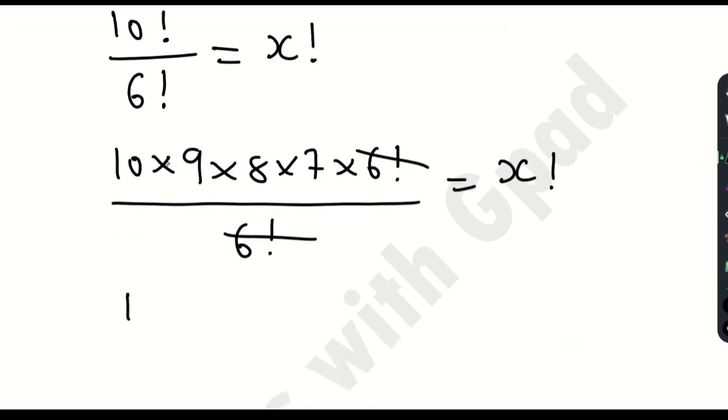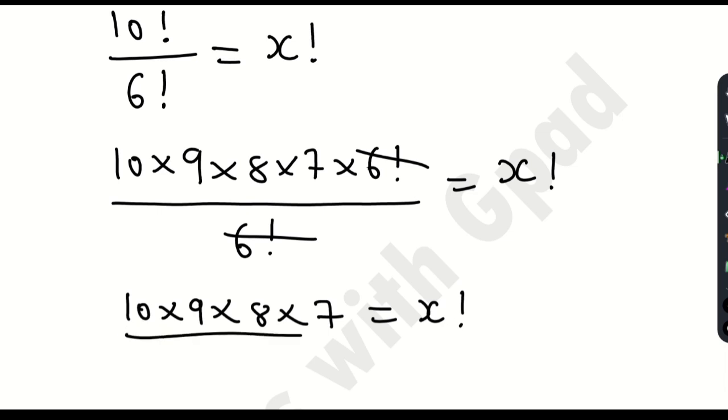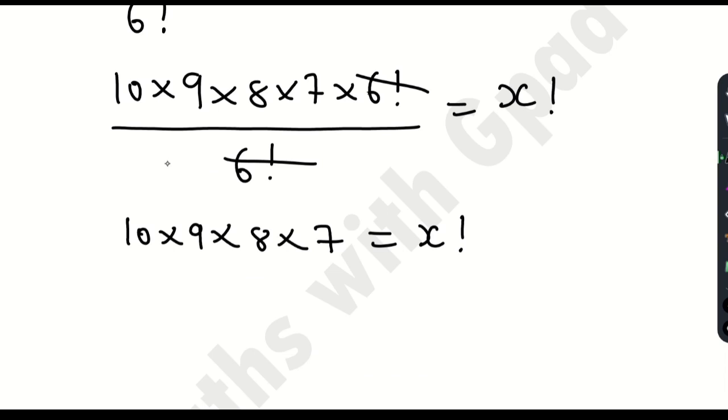So what do I have? 10 times 9 times 8 times 7, all is equal to what? X factorial. Now let's multiply these numbers and let's see what that will give us. To save time, I'm going to do it with a calculator and the answer is what? 5040 is equal to x factorial.